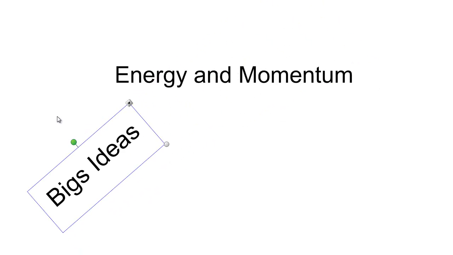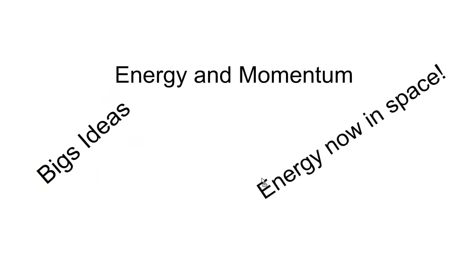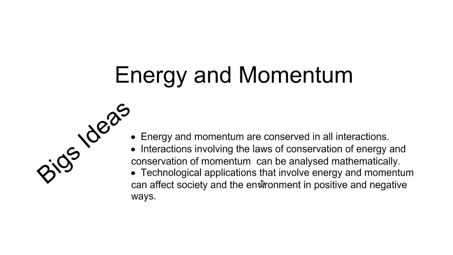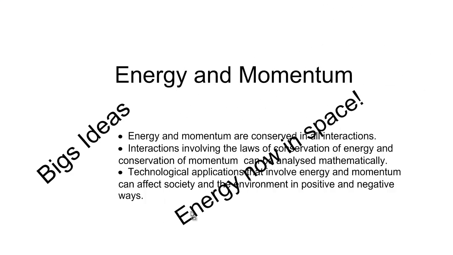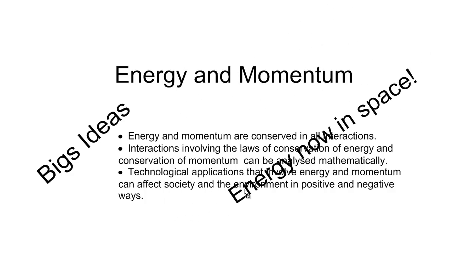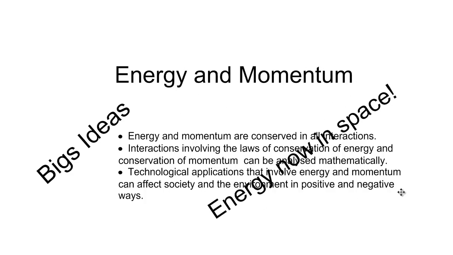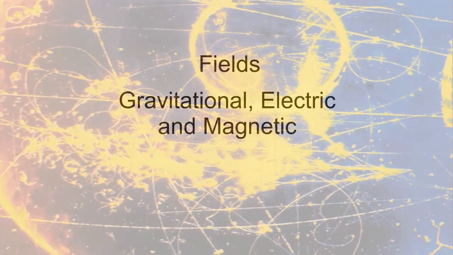We do energy and momentum, and of course, energy isn't new to us if you've taken grade 11, which you have. There are a few big ideas, of course. The biggest one is that energy and momentum are conserved in all interactions and that we can analyze them mathematically and make some predictions about them. So those are the big ideas around energy and momentum. And of course, conservation of energy is a fantastic way to approach doing physics problems. Energy, of course, we start to consider it now in space. So we're going to be looking at orbits, and we're going to be looking at satellites and all the potential energies involved there.